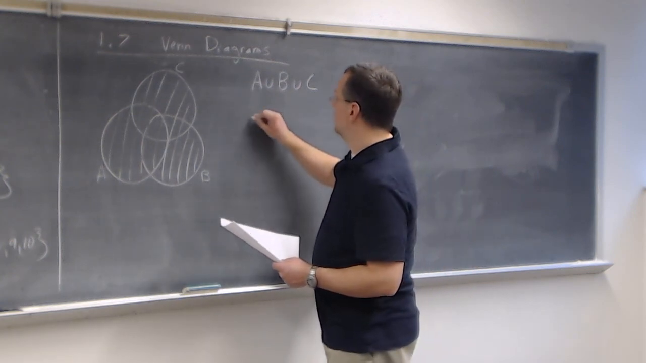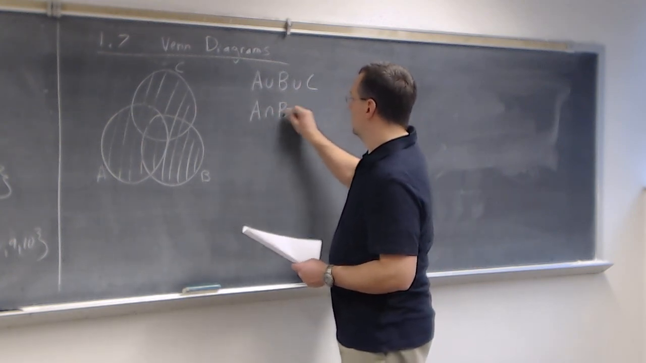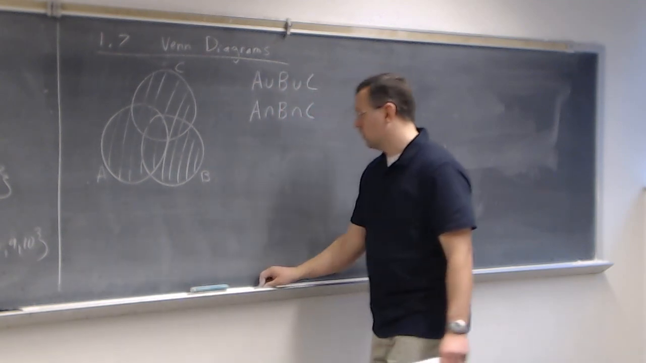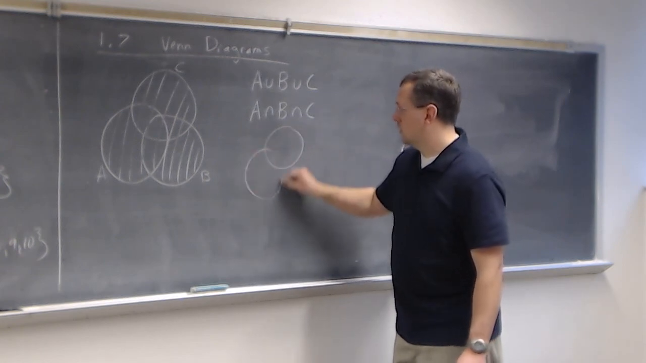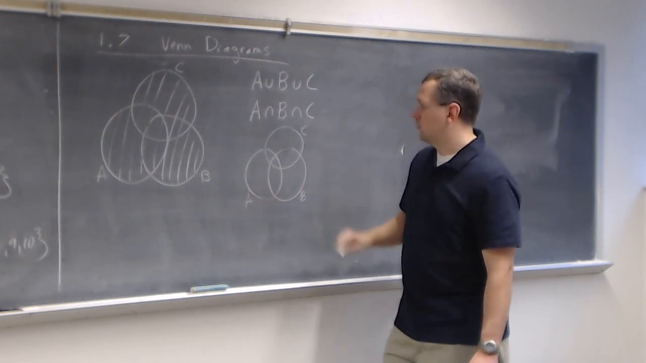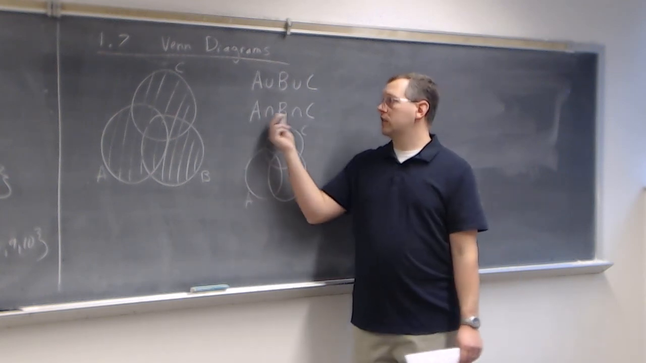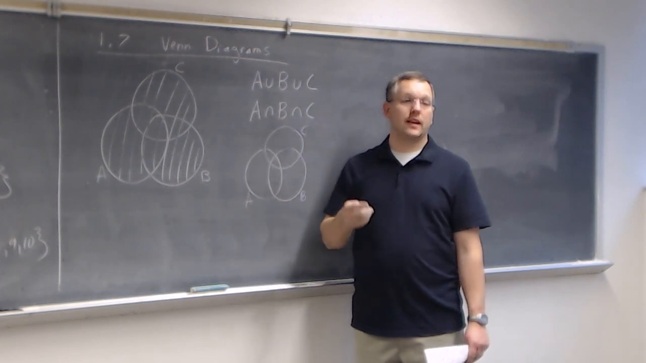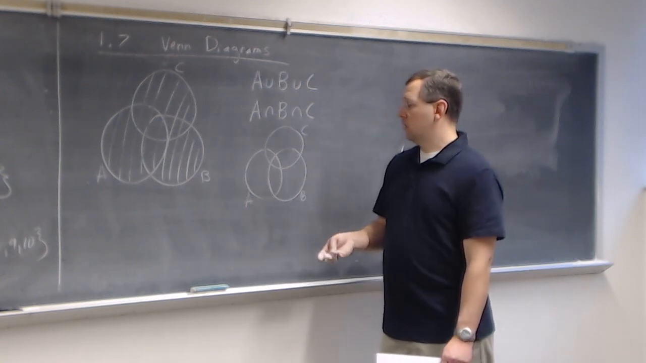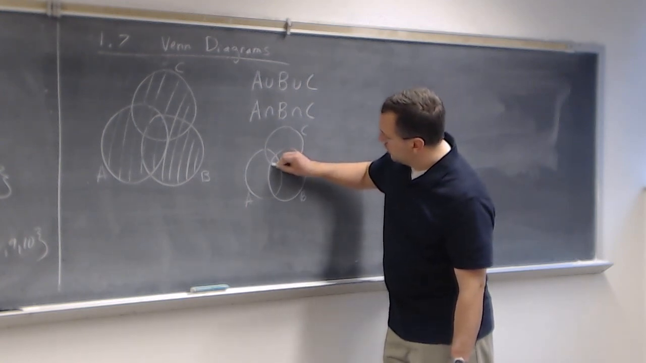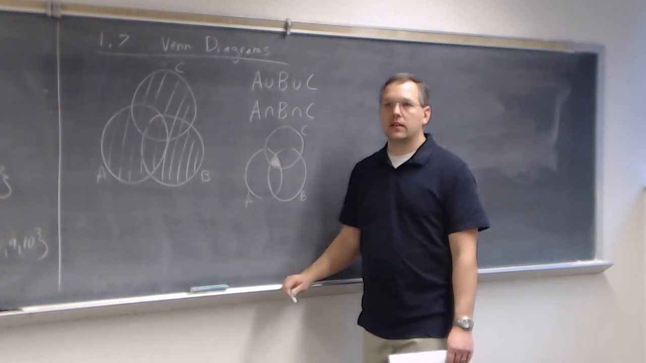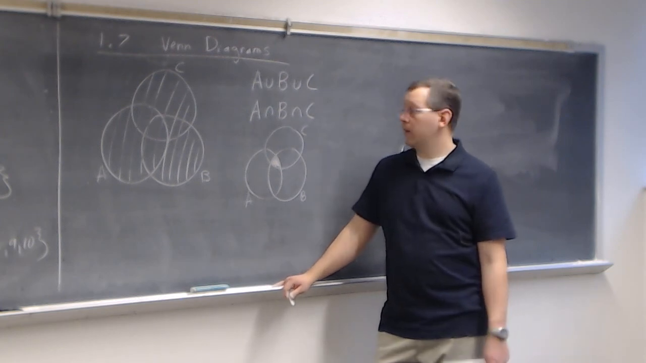What about if I change these to intersect? A intersect B intersect C. Let me draw another. So A intersect B intersect C would be the set of all elements in A and in B and in C. So it would be that small little section. It's like this little triangular type region right there, where all 3 overlap.